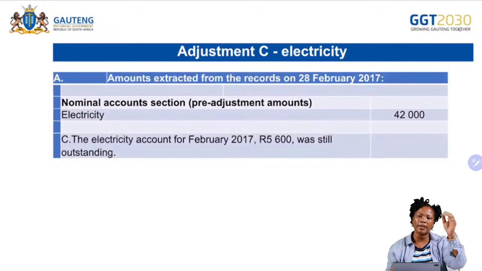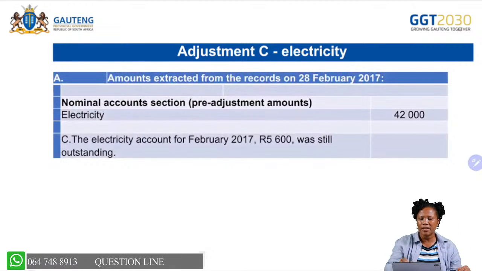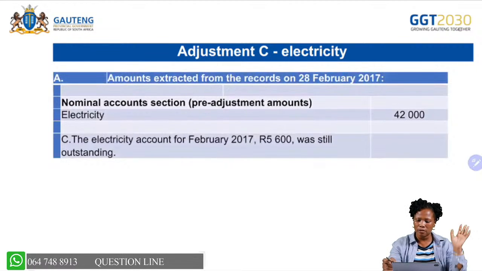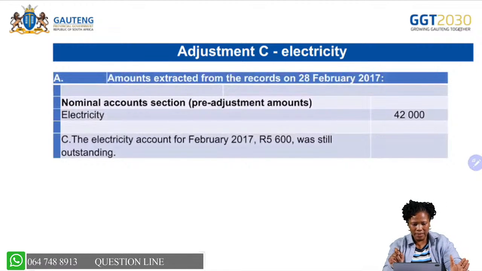Remember, you've got all the levels. So level 1, 2, 3. You've got 3 levels, and it's very important that if there are level 1 questions, you just grab them and get marks. Okay, when you check, the electricity is our adjustment.